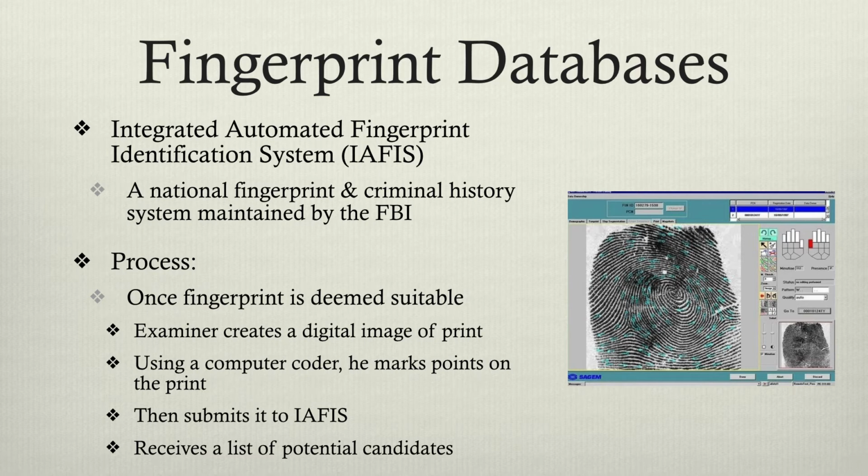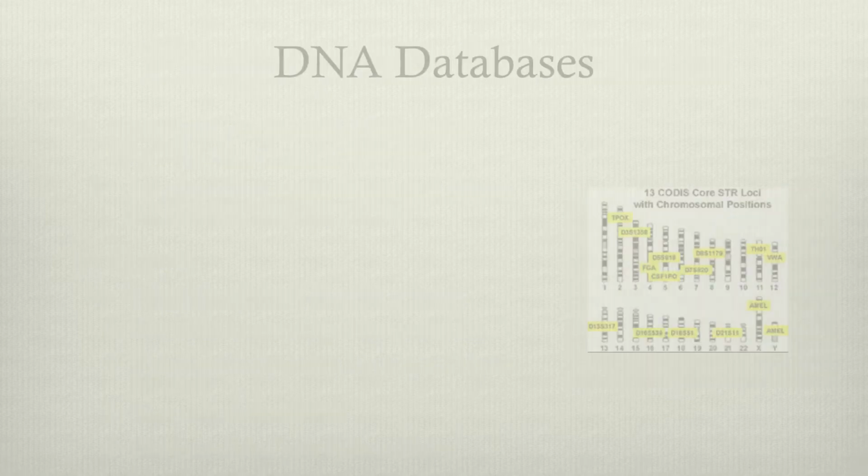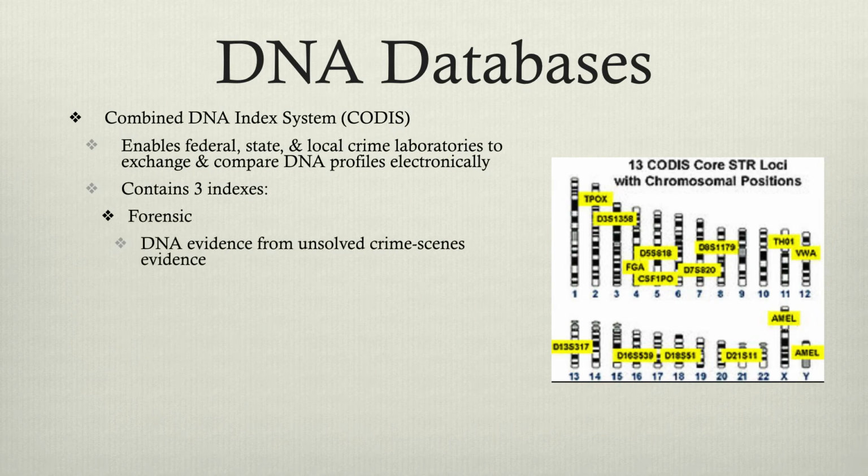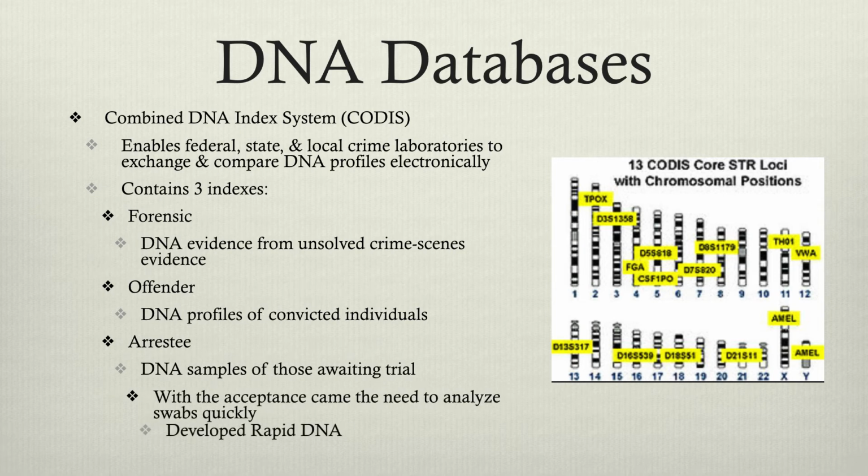They'll then receive a list of potential candidates that they can go through with a fine-tooth comb for comparison. In the DNA database, it's referred to as CODIS, the Combined DNA Index System. It enables federal, state, and local crime labs to exchange and compare DNA profiles electronically.